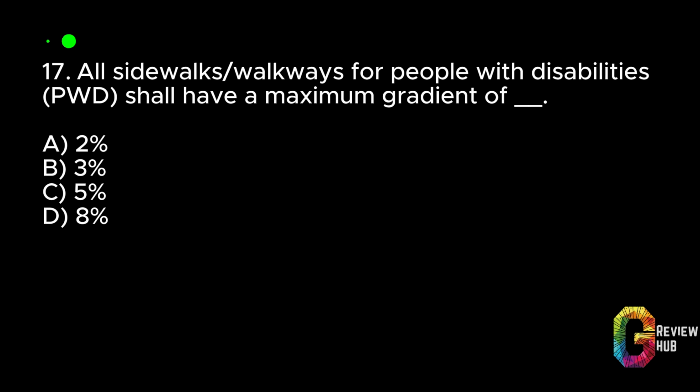17. All sidewalks and walkways for people with disabilities, PWD, shall have a maximum gradient of A. 2%. B. 3%. C. 5%. D. 8%. Answer: C. 5%.